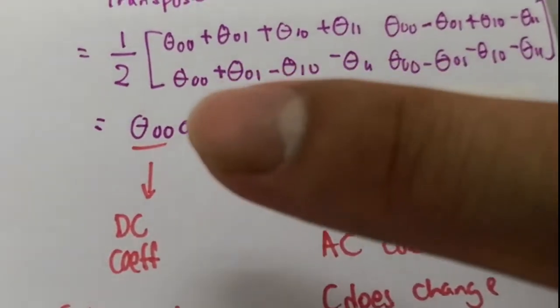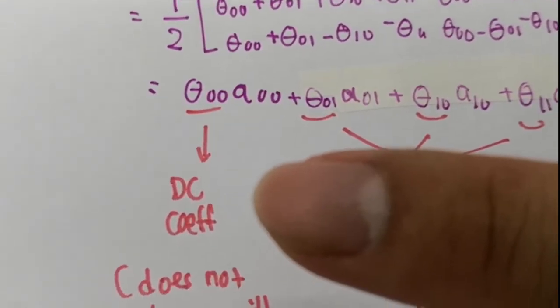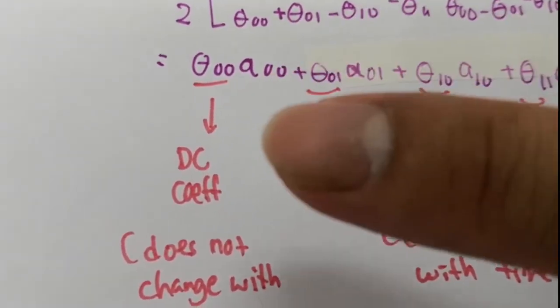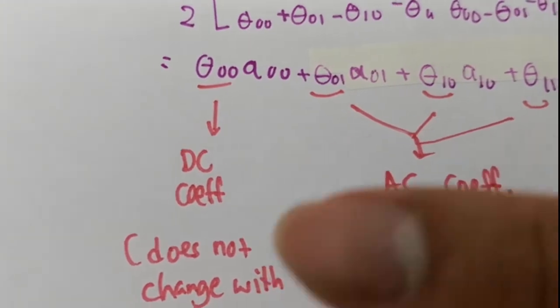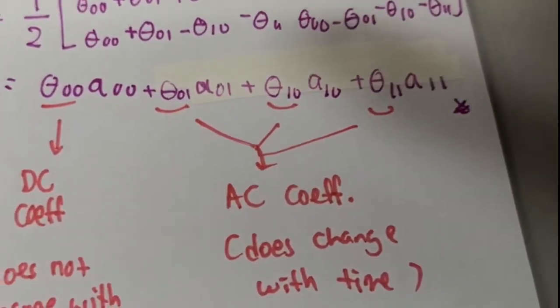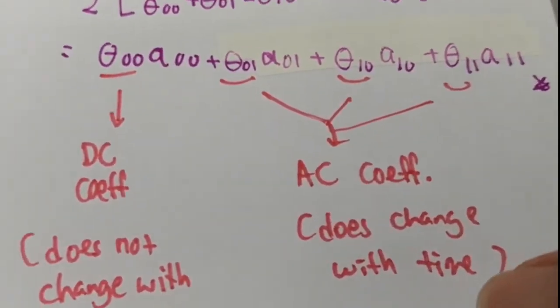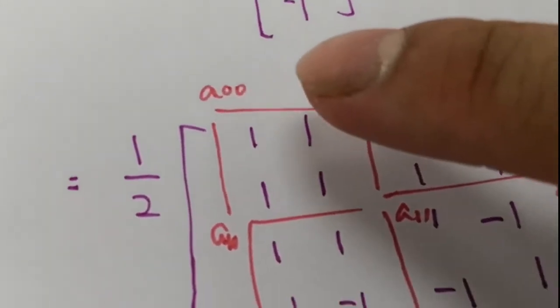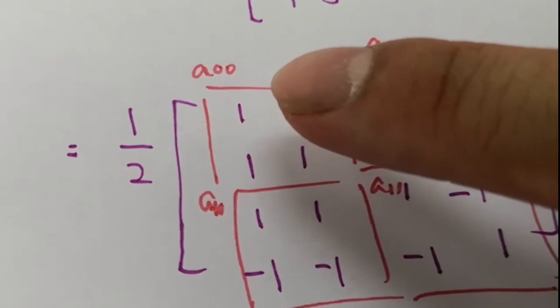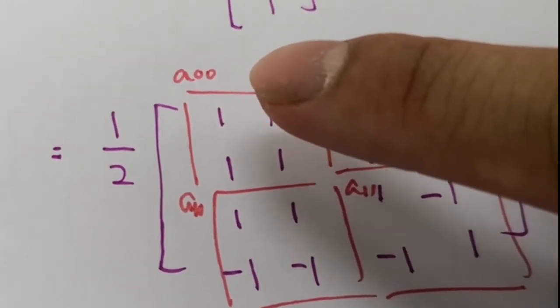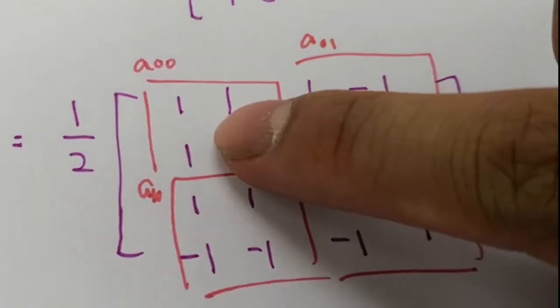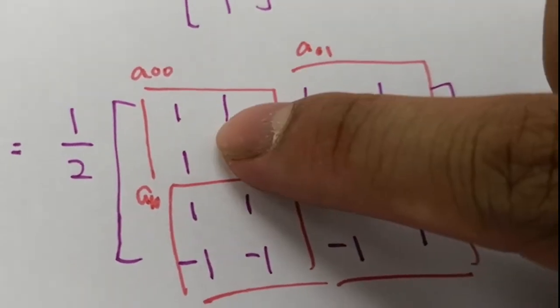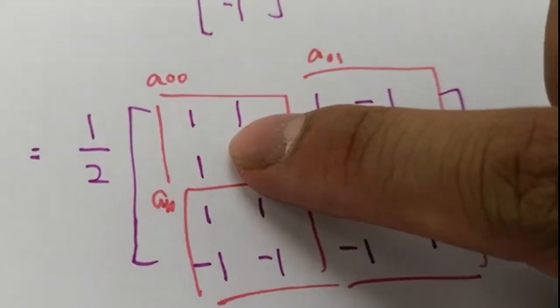And then the transform 00 is the DC coefficient, which is known as the direct coefficient, and does not change with time. As for the others, they are known as the AC coefficients, and they do change with time. As for A00, it will be the DC designation, because all elements of basic matrix A00 are the same.